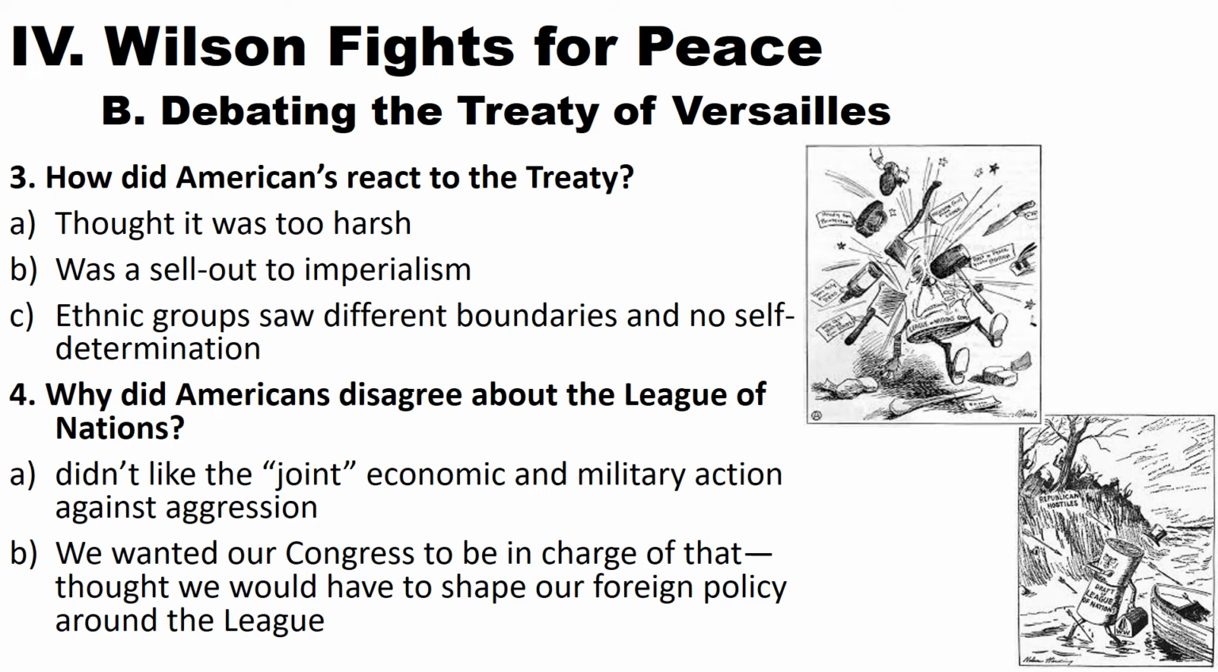And many ethnic groups objected to the treaty because the new national boundaries it established didn't satisfy their particular demands for self-determination either. For example, before the war, many Poles had been under German rule. Now, many Germans were under Polish rule.